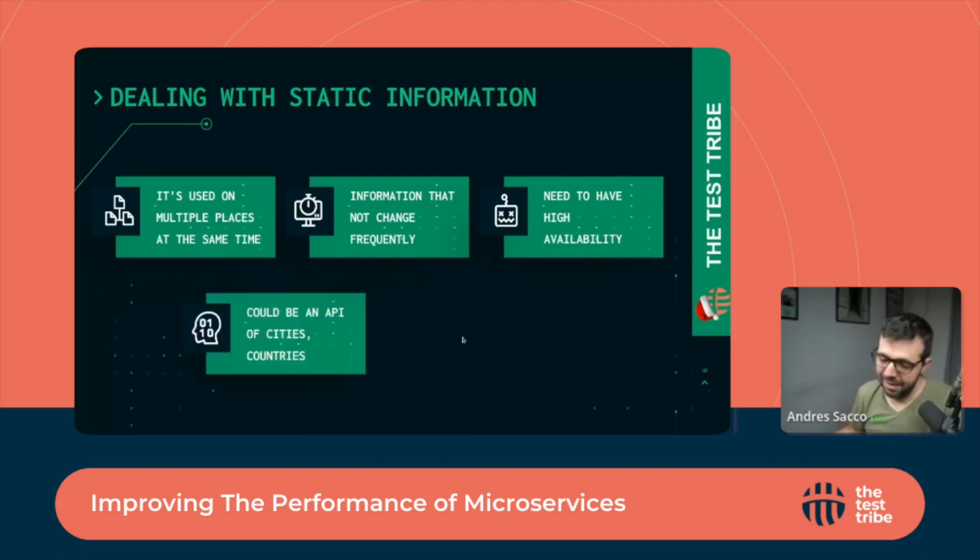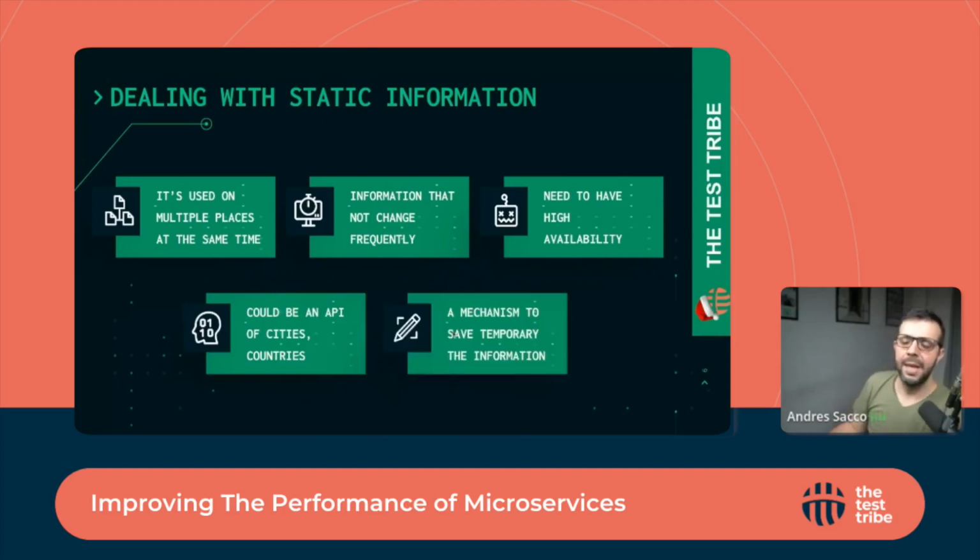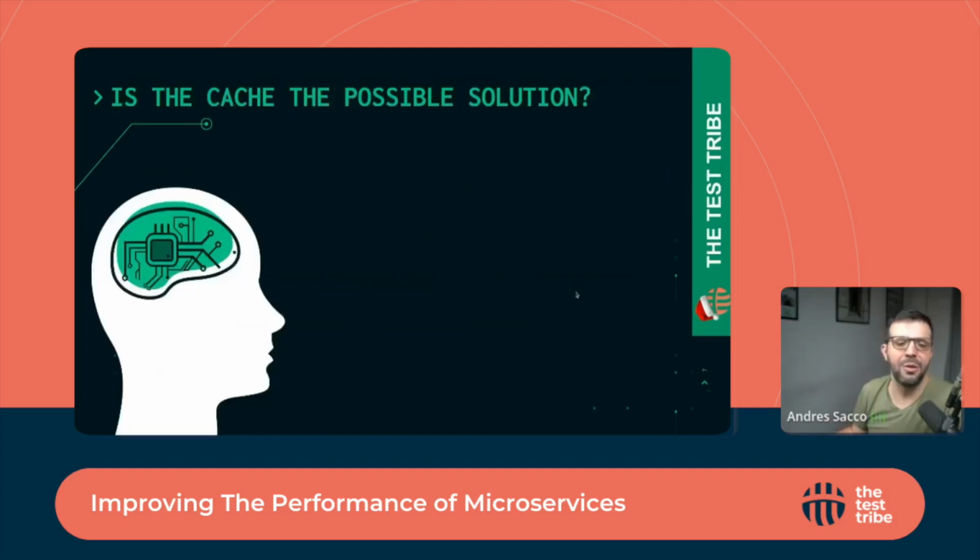Okay, as I mentioned, it could be an API of cities and countries, and perhaps you can define a mechanism to store the information temporarily, because it's the same information many times and doesn't change frequently. So what is the possible solution? The cache, perhaps.